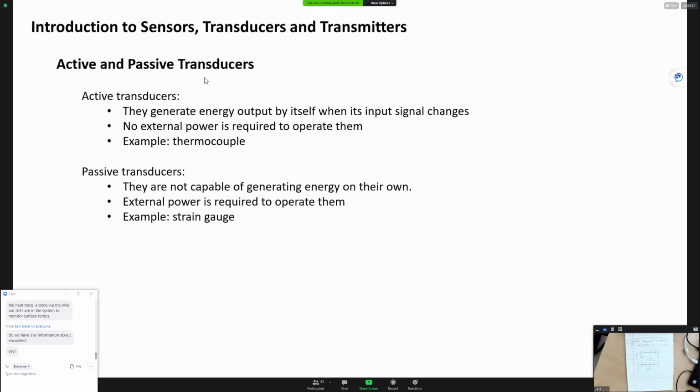Active and passive transducers. Yesterday we kind of mentioned a little bit. The active transducer can generate energy output, so no external power is required. They give a sample down here, a thermocouple, because the thermocouple can generate voltage.